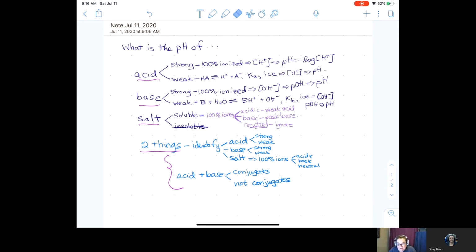Okay, now we're going to continue the discussion of what is the pH of. We've talked a lot about first identifying: do I have an acid, base, or salt? And now we've added two things. If I have two things, for each of them I identify whether it is an acid, a base, or a salt. If it's a salt, I break it up into ions and identify what each ion is.